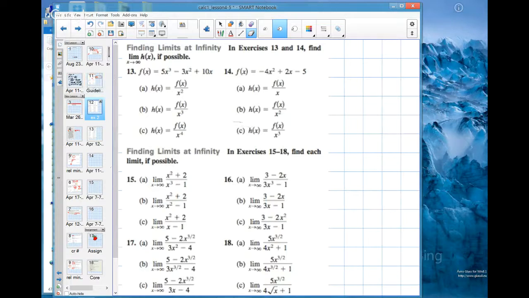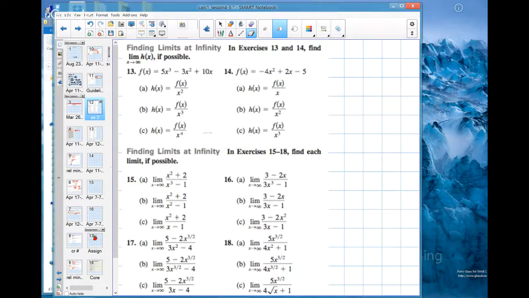All right, so it says, if possible, find the limit of h of x. Okay. So let's take a look at number 13. So they gave us f of x, and they just said, all right, on the top you've got f of x, which in number 13 is 5x cubed minus 3x squared plus 10x, and divide that by x squared. What's the limit as x approaches infinity?